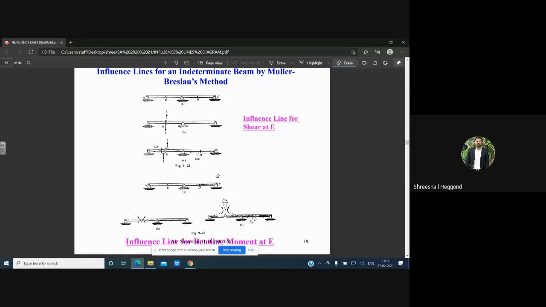Here, if I want to draw the influence line for shear or reaction, the continuation of the previous diagram should be there in the indeterminate structure. Now, one end is fixed and the other two are simply supported, with supports there. It means it is an indeterminate structure, having more than three unknowns in our equations.